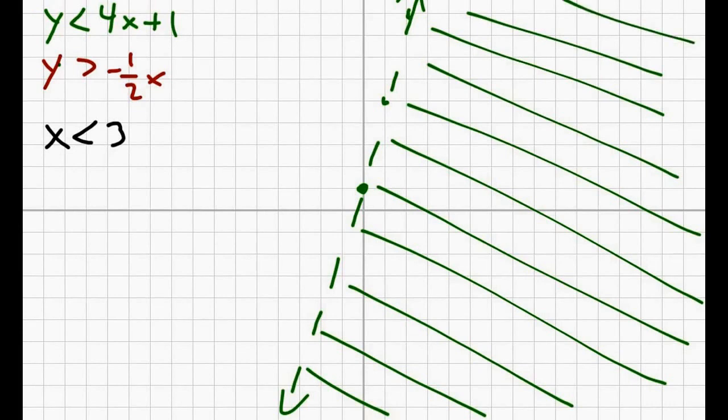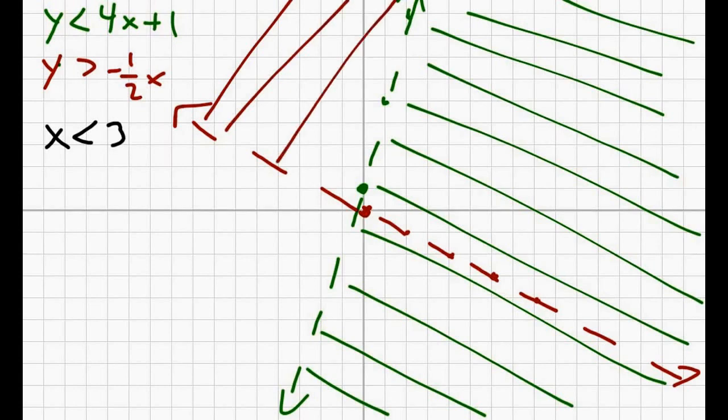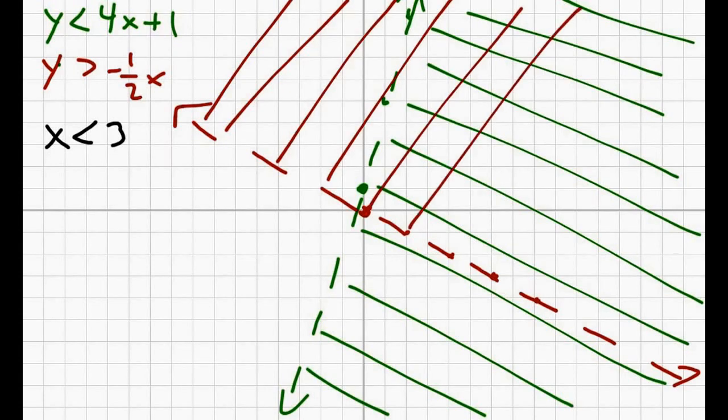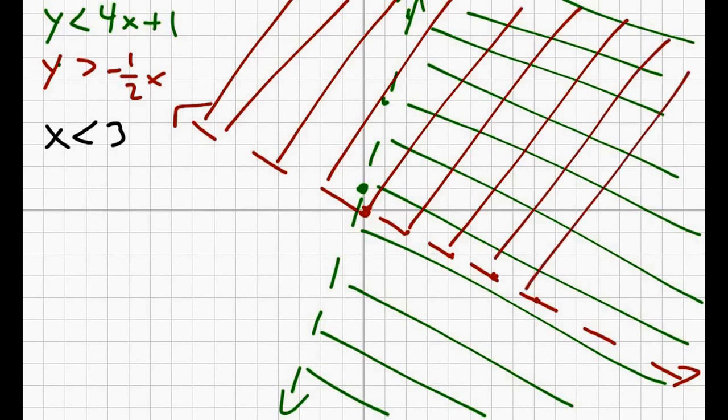Alright, we'll do our next one in red. y is greater than negative 1/2 x. It has a y-intercept of 0, 0, and our slope is negative 1/2, so 1 down to the right, 1 down to the right. Once again, no equal to part, so we're talking about a dashed line. And this was greater than, so we're shading up. So I can see kind of where the overlap is here.